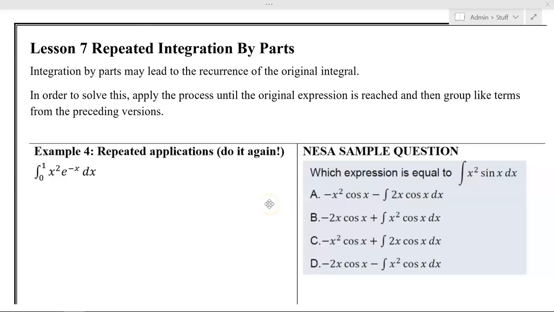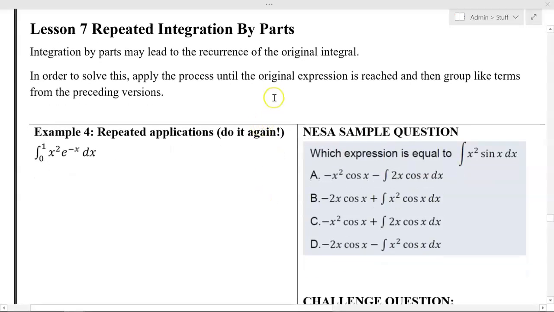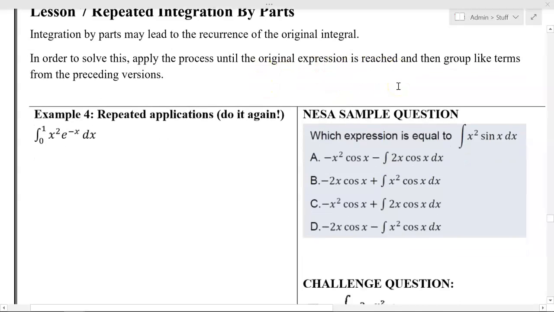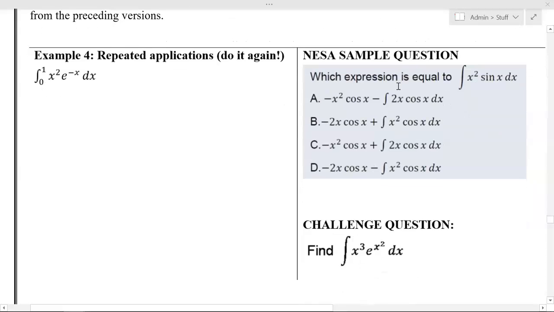Okay, in this lesson we're going to look at integration by parts, where you need to repeat the process. And this is where it gets fun. Integration by parts may lead to another integral that you'll need to integrate again. And then eventually it's going to enter these things called recurrence relations, which we'll talk about later. In order to solve this, we just need to apply the process until the original expression is reached. So let's have a look at a simple example first.